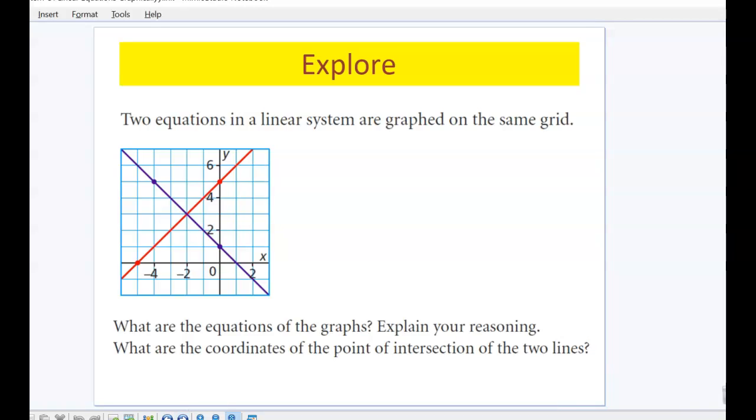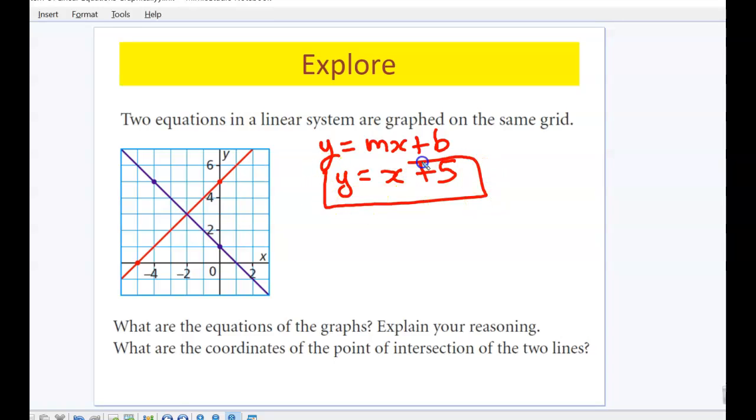So again, this is building off some of our skills from last chapter. If we take a look at the red line, again, we have the general equation y equals mx plus b, which is the slope-intercept form. We see that the y-intercept is plus 5, and the slope of the line is plus 1. So the equation of the red line would be y equals x plus 5.